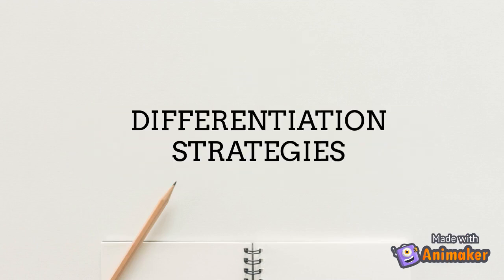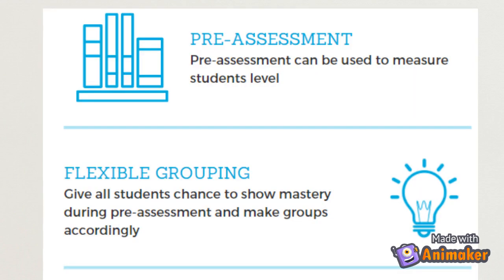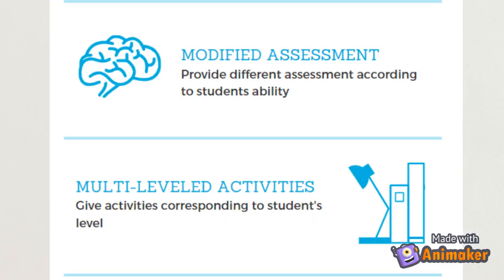There are many differentiation strategies out there. Among them are pre-assessment and flexible grouping. Pre-assessment can be used to measure students' level before the teaching process. Flexible grouping gives all students a chance to show mastery during pre-assessment and make groups accordingly. Teachers can also use modified assessment, which provides different assessment according to students' ability.